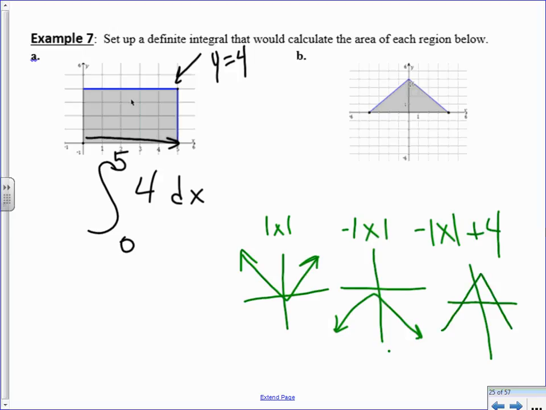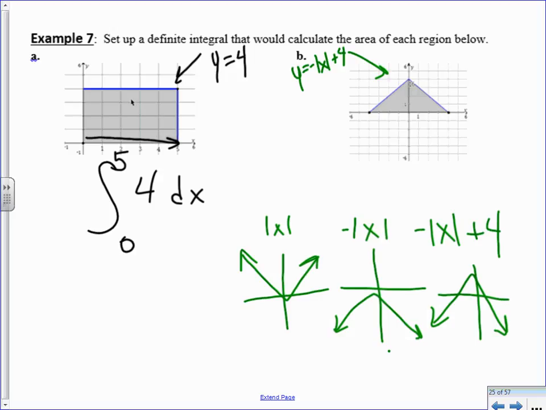Gets me that graph right there. Let me make that a little better, a little more accurate. Closer. All right, so that's the one. That's how we get what we want. So this function here is y equals negative absolute value of x plus 4.